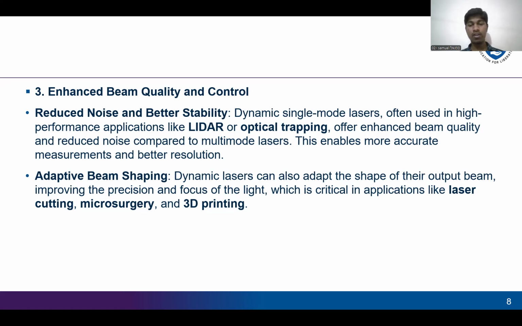Dynamic lasers can also adapt the shape of the output beam, improving the precision and focus of the light, which is crucial in applications like laser cutting, microsurgery, and 3D printing.